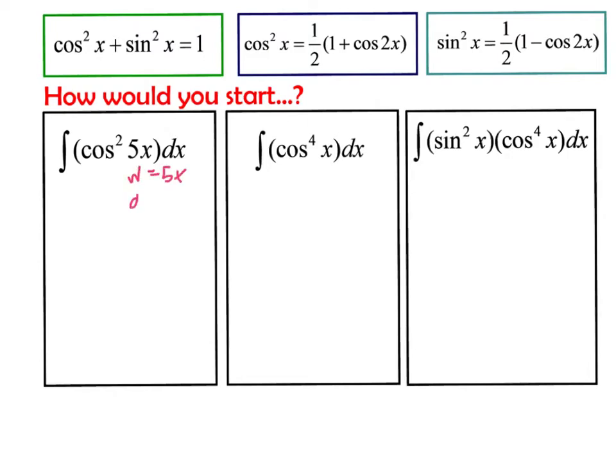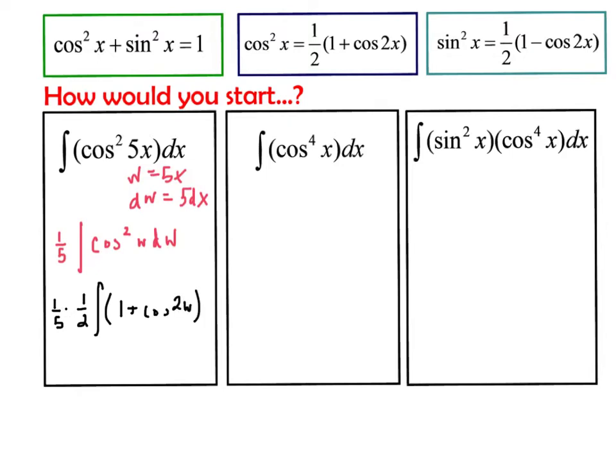Okay, so in this first one, I think my first order of business would just be to ignore the 5x. How could I ignore that to begin with? So I'd have 1/5 the integral of cosine squared w dw. And now, hopefully you look up and you say, well, we know what cosine squared is. So it's 1/5 times 1/2 the integral of 1 plus the cosine of 2w dw.